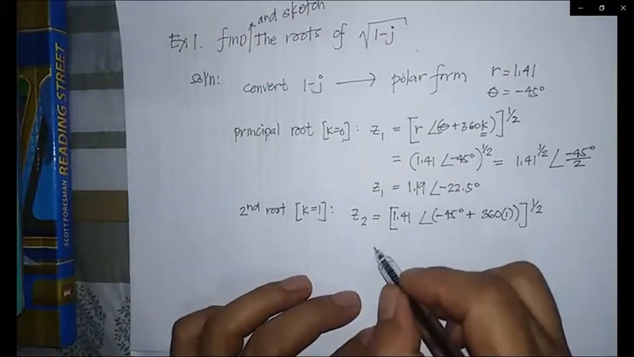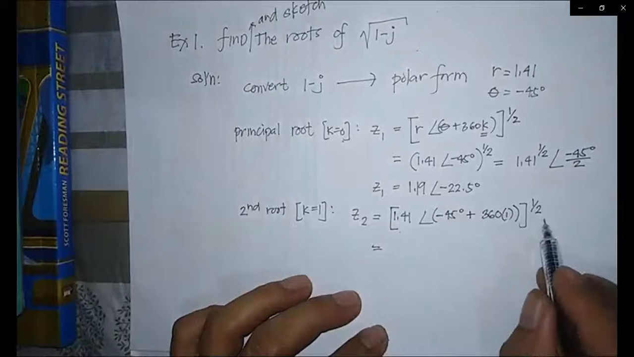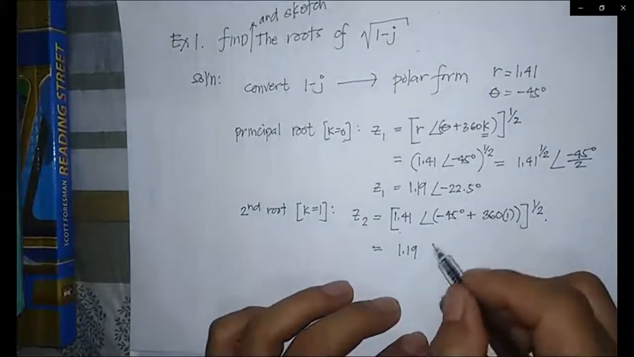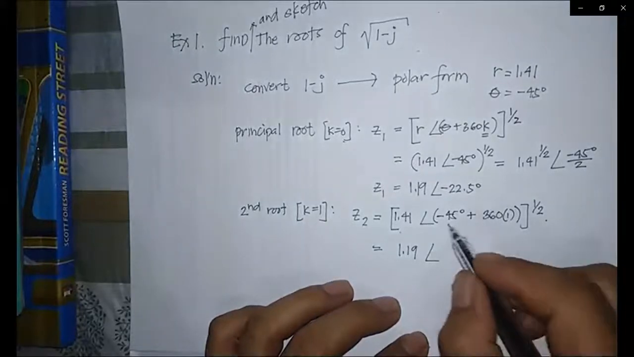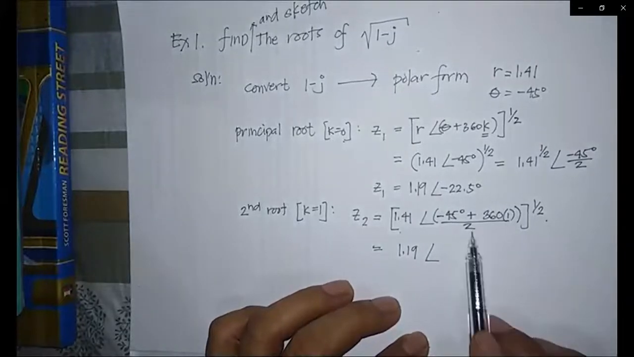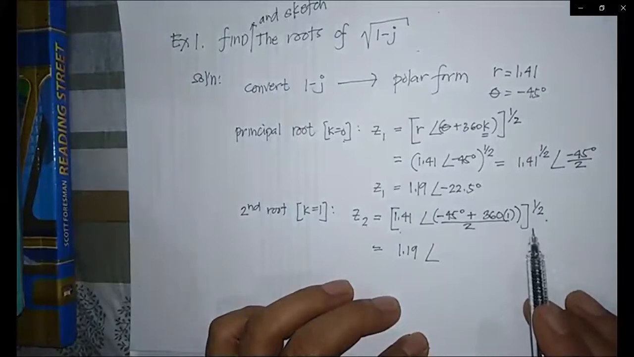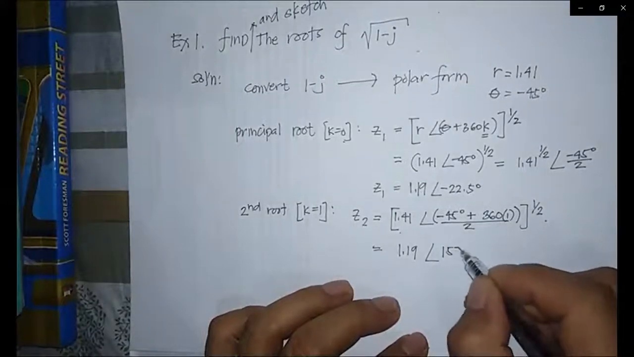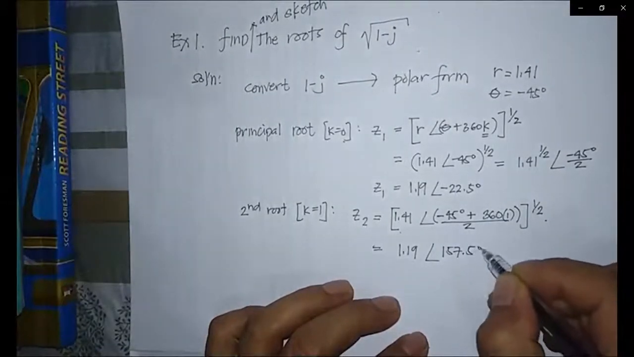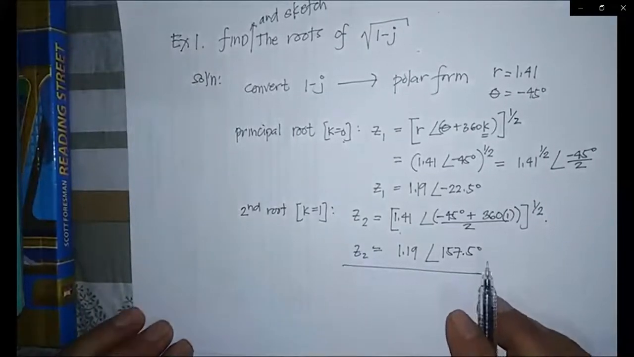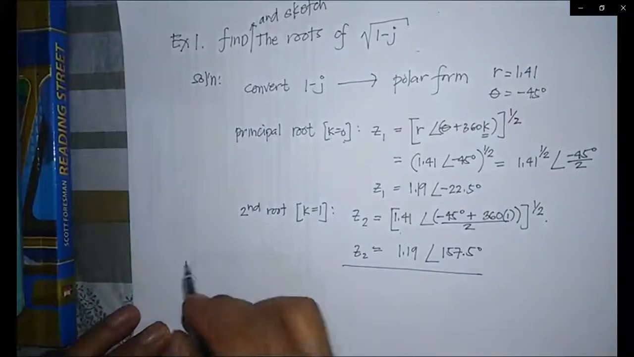All right. Okay, now after simplifying the values, this will become 1.19. That's the value of the square root of 1.41. And then we will divide the angle by 2. By the way, the angle negative 45 degrees plus 360 all over 2 should be written below. What will be the result? That will become 157.5 degrees. That will be the value of your second root.